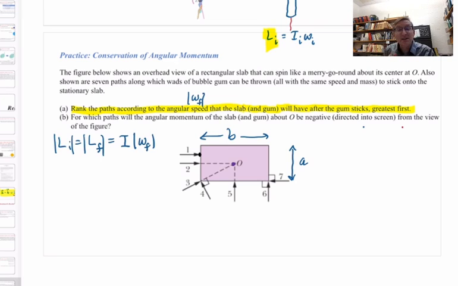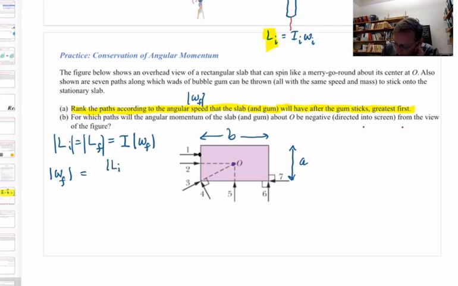And in all 7 experiments, the I is the same because the shape of that merry-go-round is the same. Don't worry about the fact that the piece of gum is in a slightly different location in each of the 7 experiments. The gum is small compared to the merry-go-round.